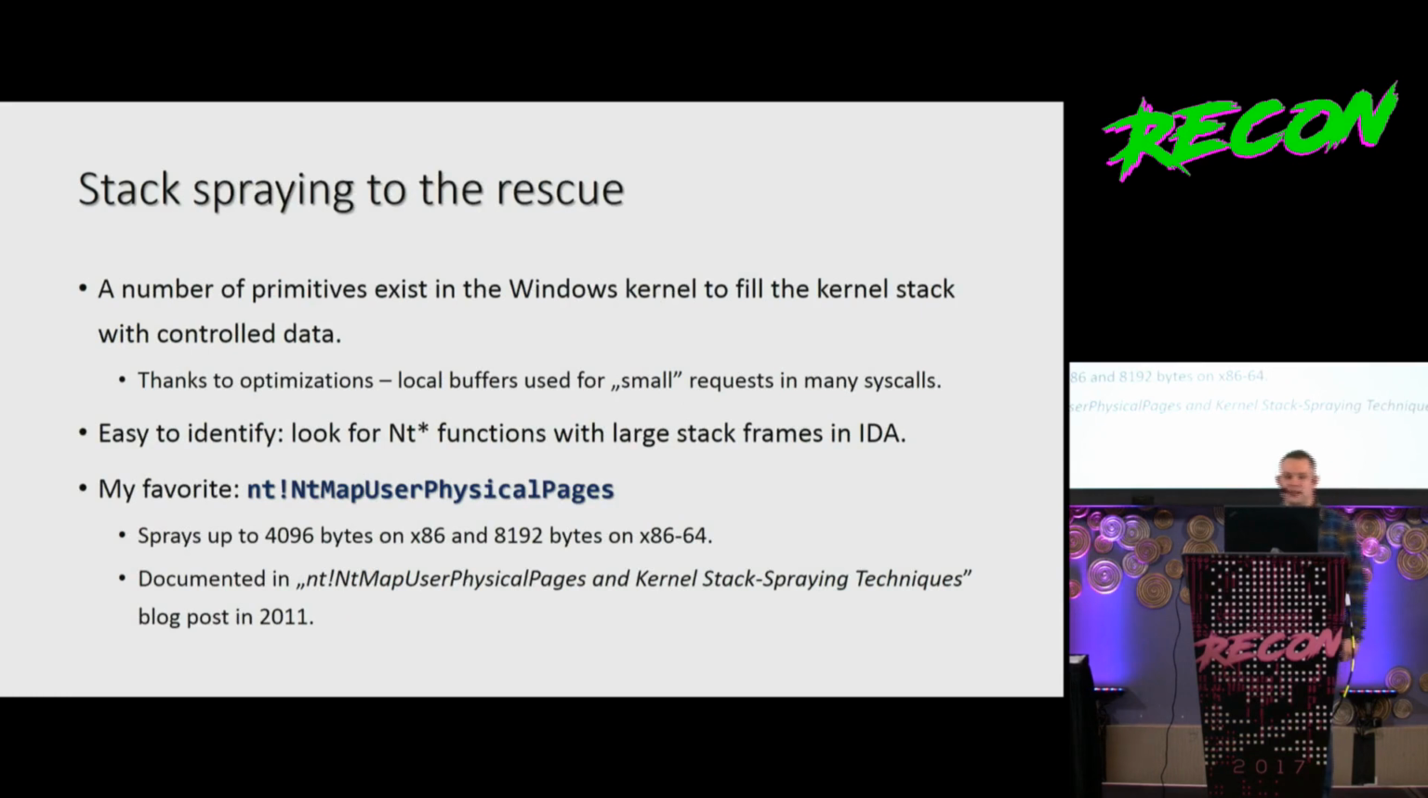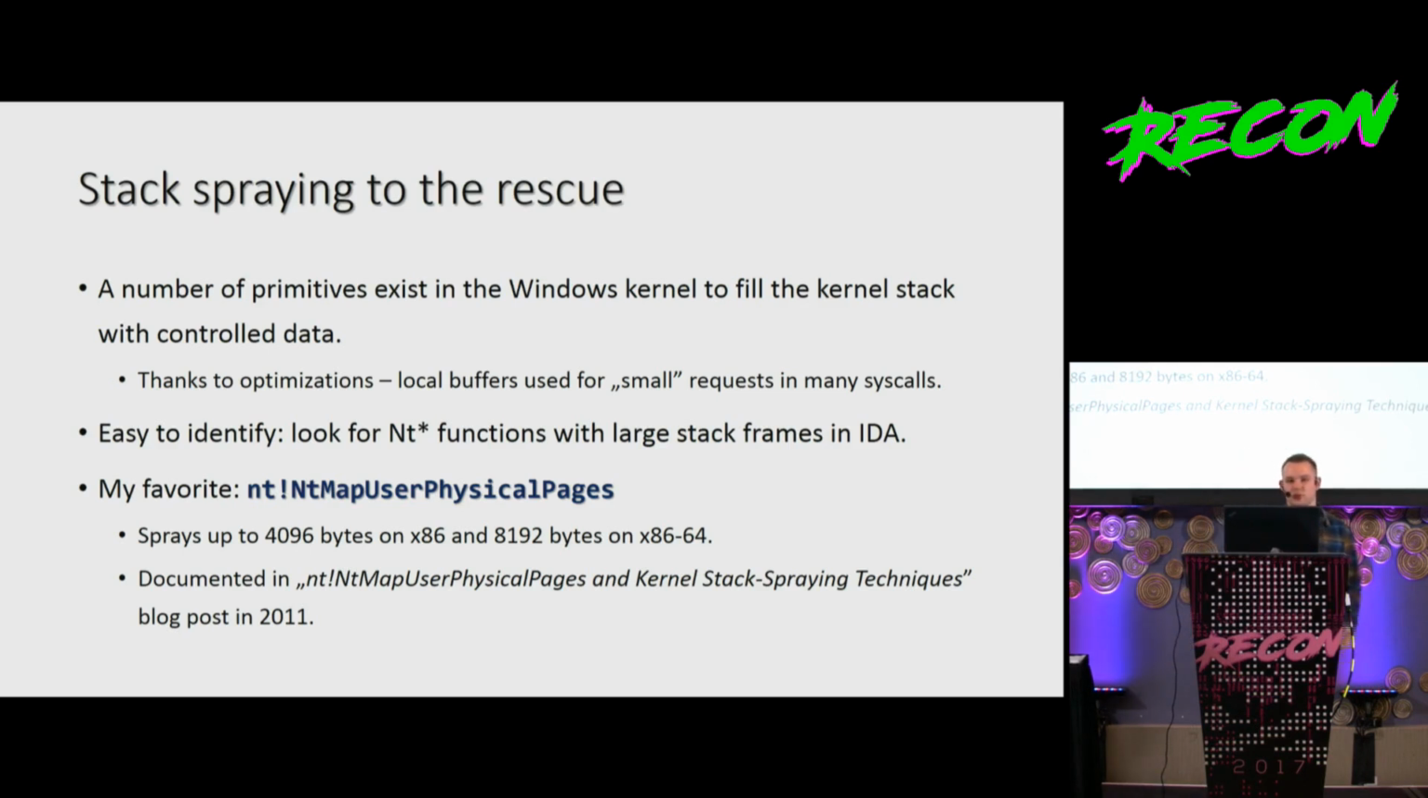And what we can do in this case is use a technique called stack spraying. In Windows, there are a number of primitives which you can use to fill the kernel stack with controlled data, thanks to the optimizations where the kernel uses local kernel stack buffers for smaller requests and only performs a pool allocation for larger ones. And how we can identify candidates for such primitives is that we can just look for NT functions with large stack frames in IDA, and that's it.